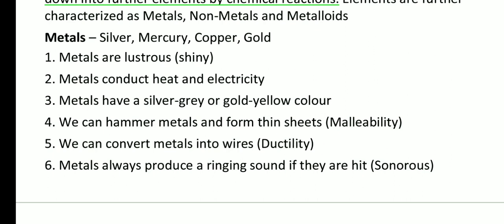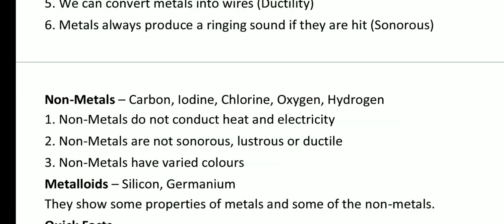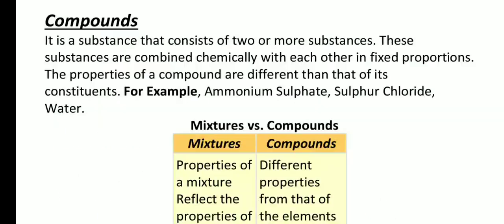Now, non-metals. Carbon, iodine, chlorine, oxygen, and hydrogen are various examples of non-metals. Non-metals do not conduct heat and electricity. They are not sonorous, lustrous, or ductile. Non-metals have varied colors. Now, metalloids. Examples are silicon and germanium. They show some properties of metals and some properties of non-metals.